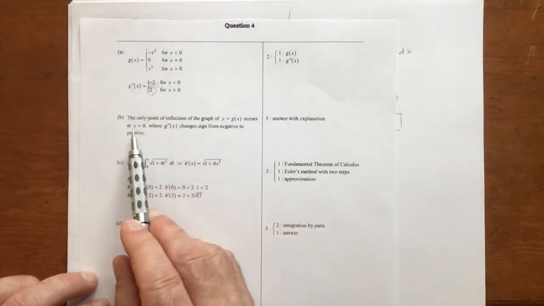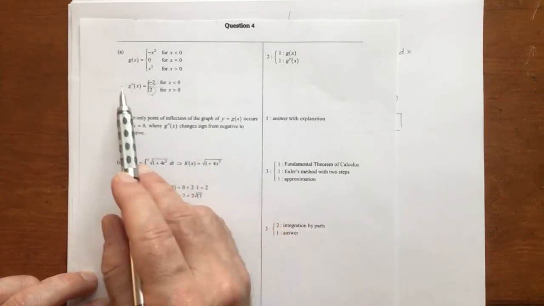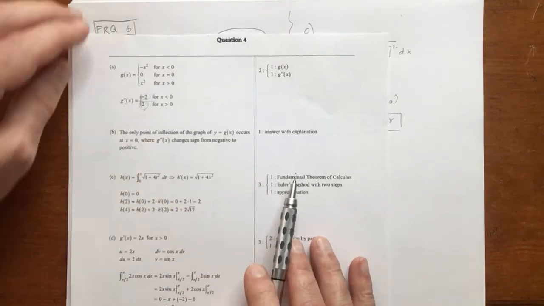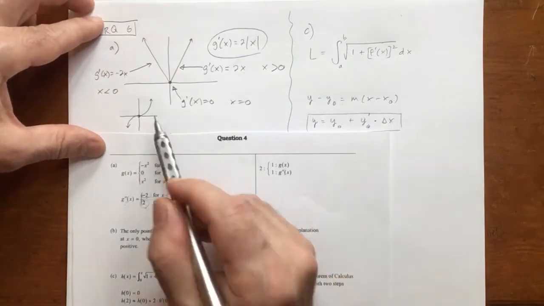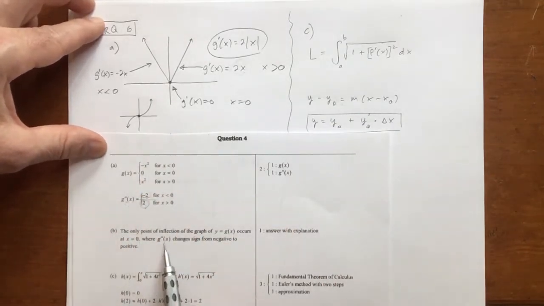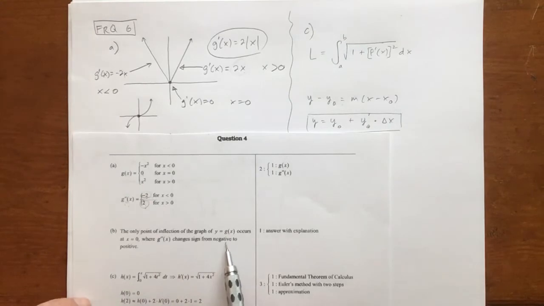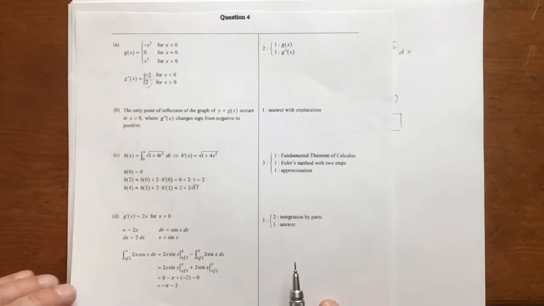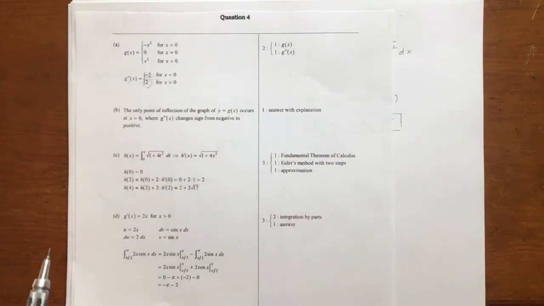And let's look at their wording. The only point of inflection of g of x, and here I have a tiny little picture of that right here. This point of inflection at x equals 0, it's due to the concavity changing, g double prime changing from negative to positive. Note that they didn't include that the second derivative doesn't exist there. I would put it.